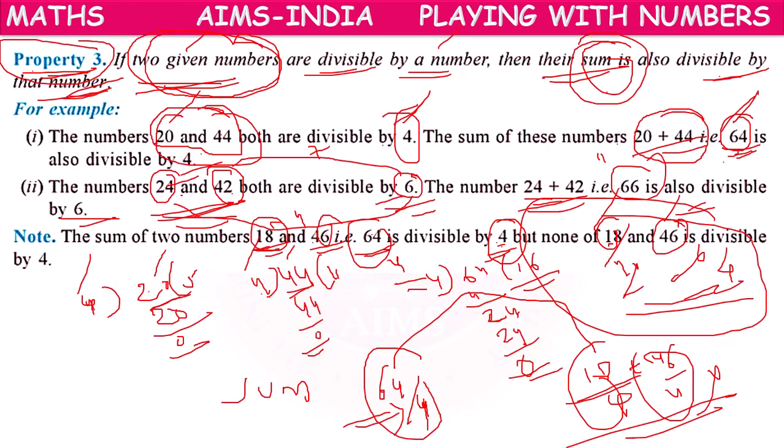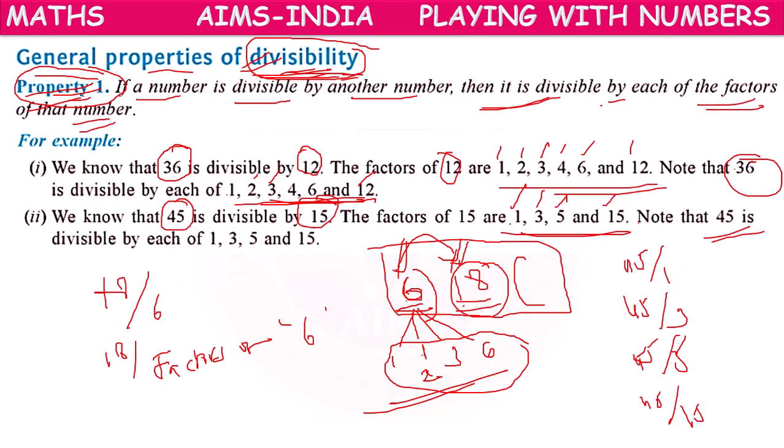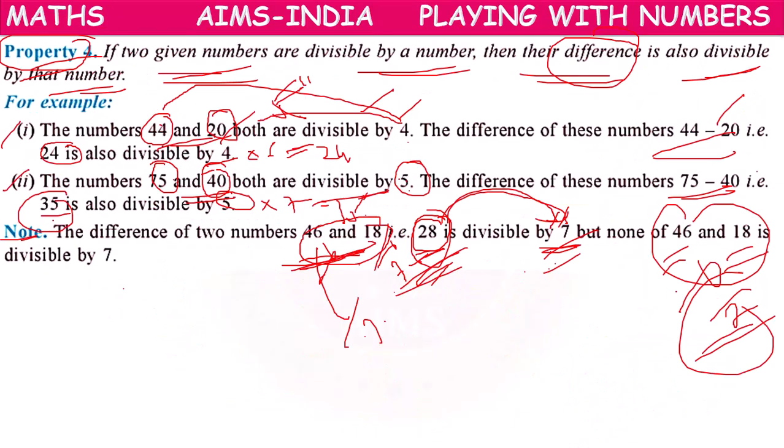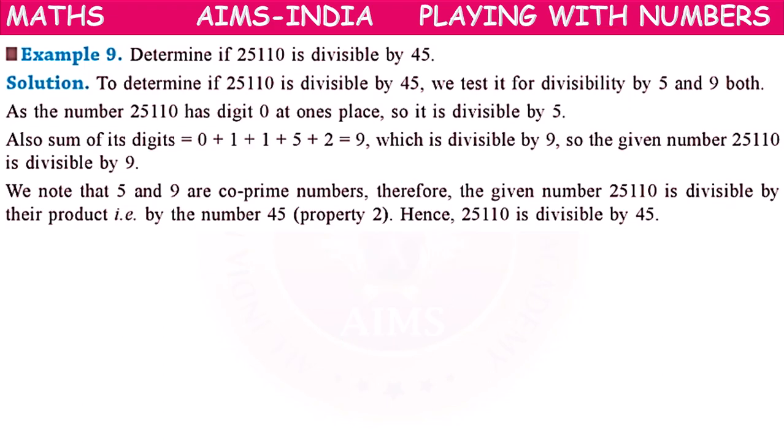Okay, children, these are the 4 properties. Divisibility by individual numbers, we have learned some rules, and after that we have general properties of divisibility, in which properties 1, 2, 3, 4 are there. Based on these properties also, we can tell whether a number is divisible by another number or not. Okay, children. Next example.